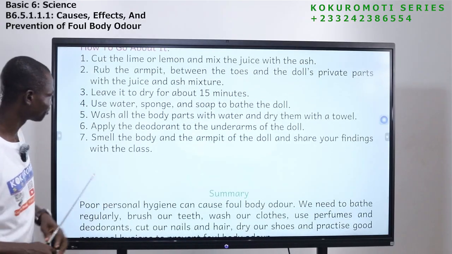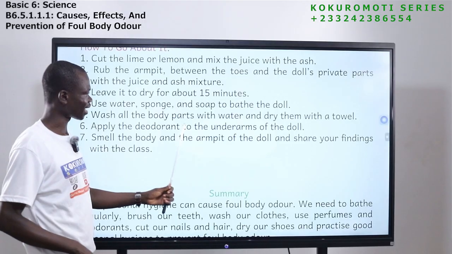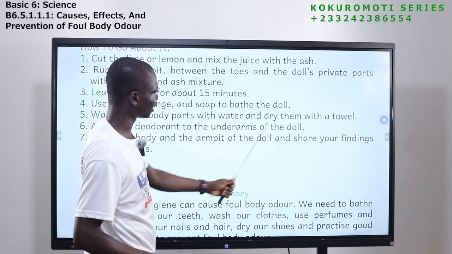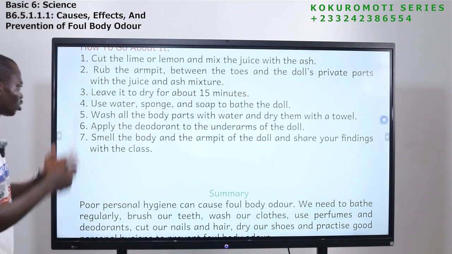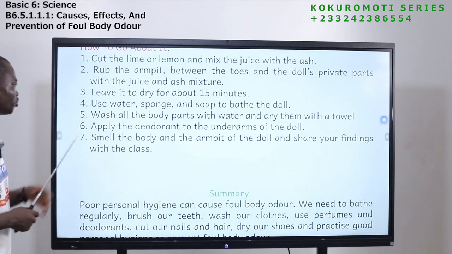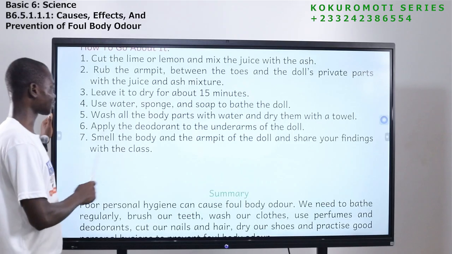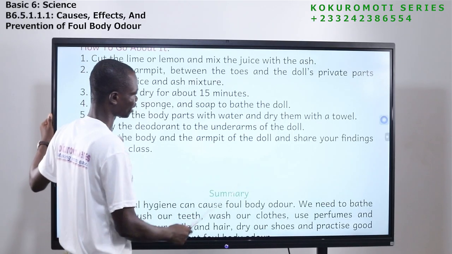Number 5. Wash all the body parts with water and dry them with a towel. So after you have washed all the body parts, you dry the body with what? A towel. Then number 6, apply deodorant to the underarms of the dough.